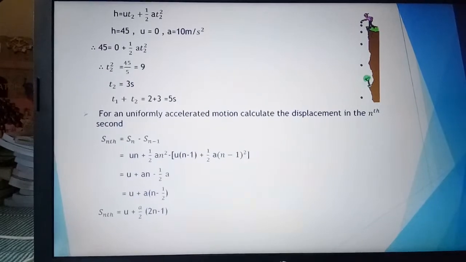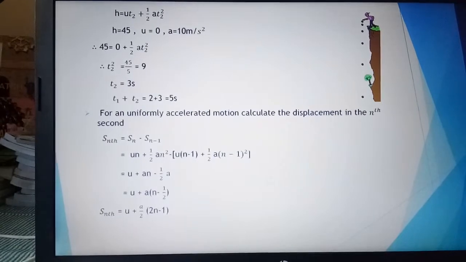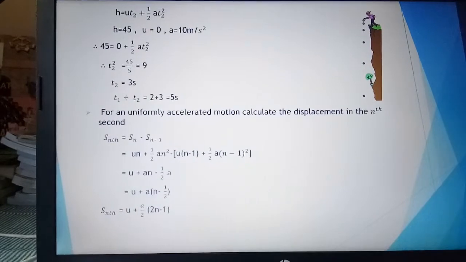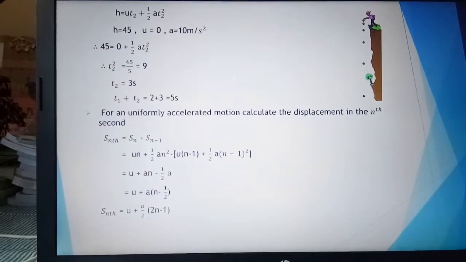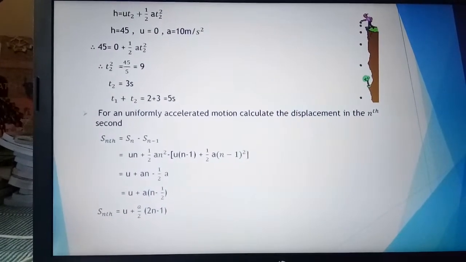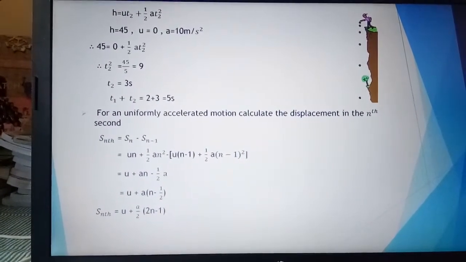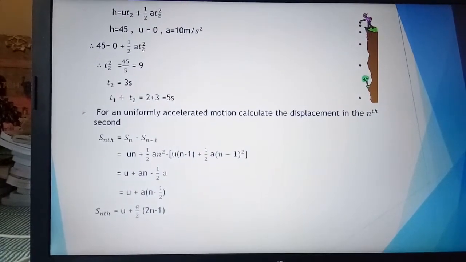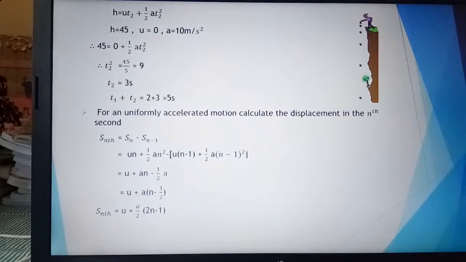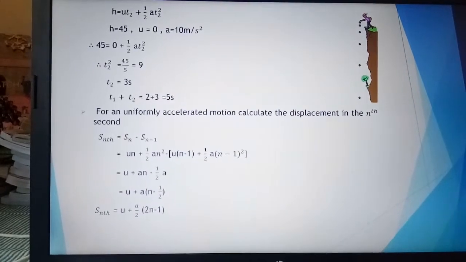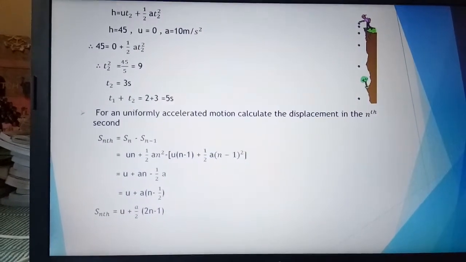Displacement in the nth second, S_nth, is equal to S_n minus S_(n-1). S_n is equal to un plus half a n square, as you know, ut plus half a t square. So putting t equal to n, we get S_n is equal to un plus half a n square, minus S_(n-1), which is u(n-1) plus half a (n-1) square.